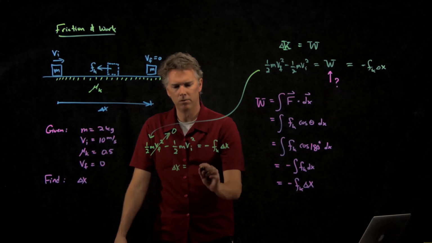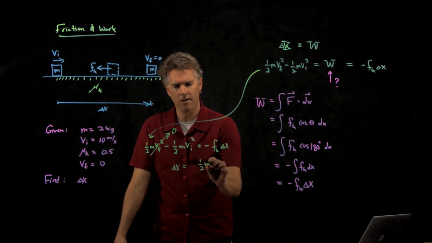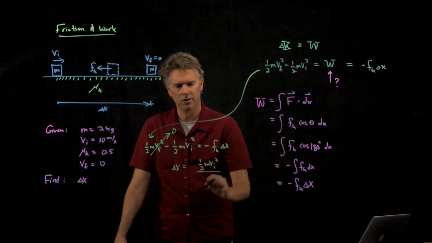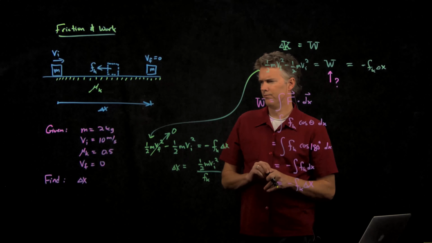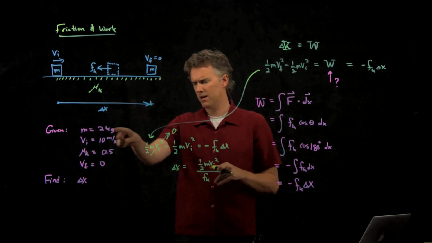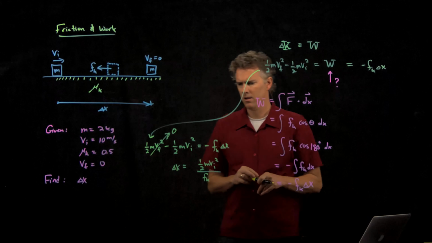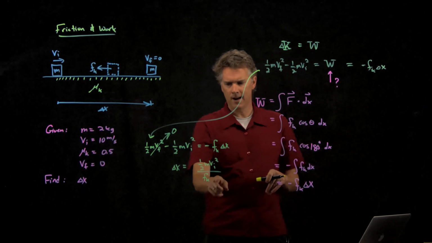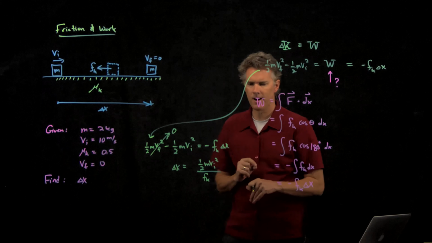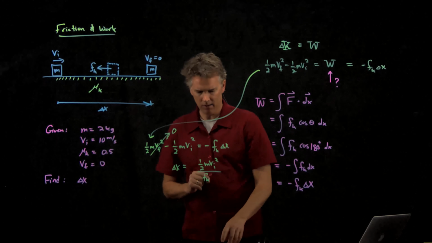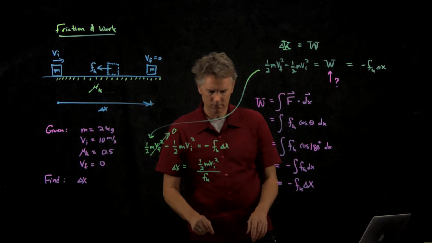Delta x equals 1/2 m Vi squared divided by F sub k. Do we have all those numbers? We have m, right? We have vi. We don't really have F sub k yet. So we need to figure out what F sub k is. How do we do that? Anybody remember what F sub k is?